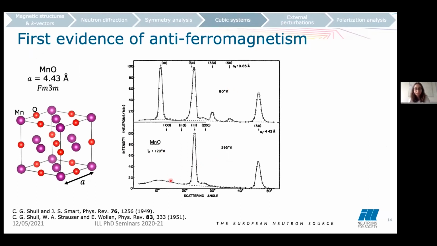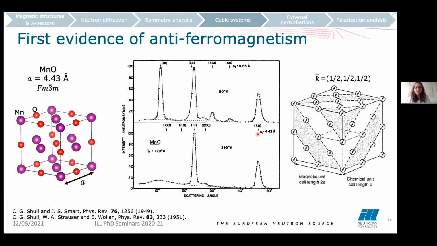At room temperature, they could only see the peaks corresponding to the nuclear structure. And below the transition temperature, new peaks appeared, and these were the ones corresponding to the magnetic structure. And they indexed these magnetic peaks, and they found that the propagation vector is (1/2, 1/2, 1/2). And what this means is that the magnetic structure is a doubling of the crystal structure in all three directions. So you can imagine that the magnetic structure is 8 times the volume of the crystal structure unit cell.